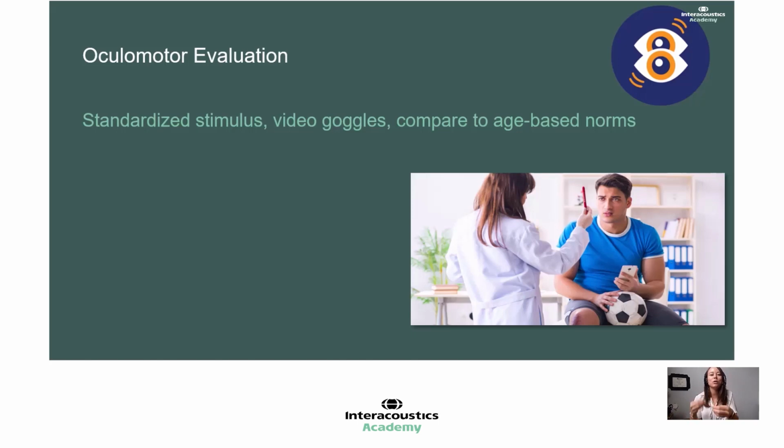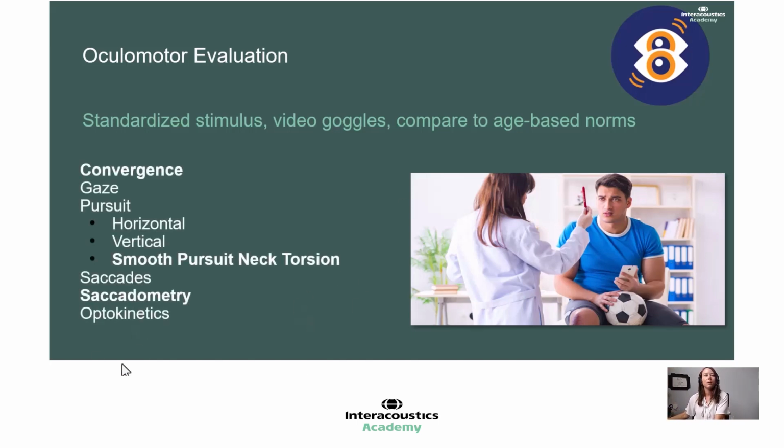So I think we can do some work in therapy to help you feel a little bit better. So it's really helpful to have these objective measures in this patient population. Many of you probably already perform some sort of oculomotor evaluation every single day on your vestibular patients. And although many things may look the same in the concussion profile, there's a lot of new or different types of oculomotor tests that you may want to consider. We're going to focus today on convergence, smooth pursuit neck torsion, and saccadometry.